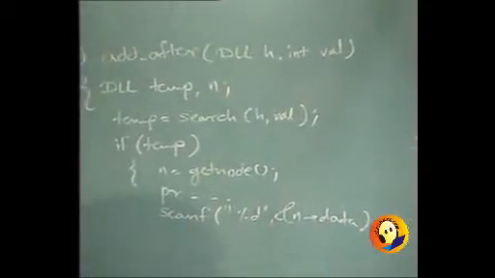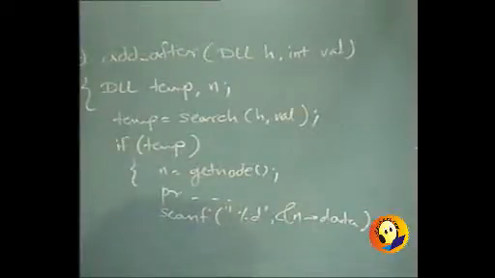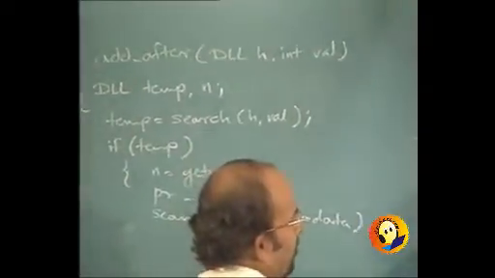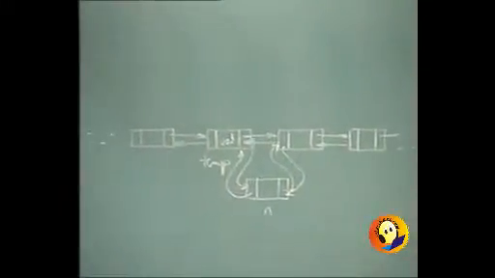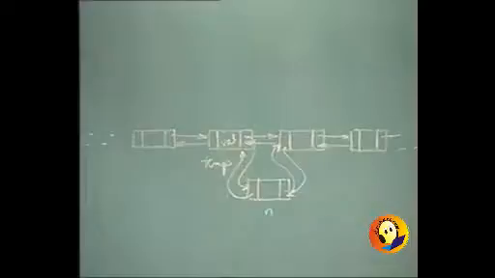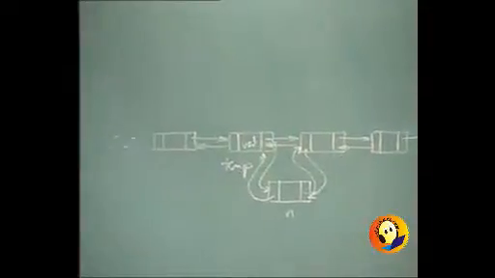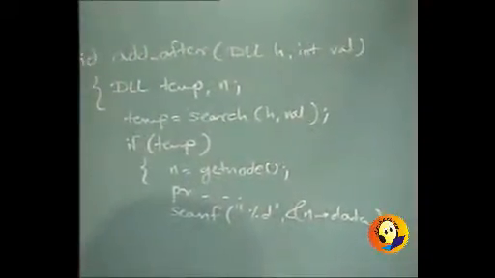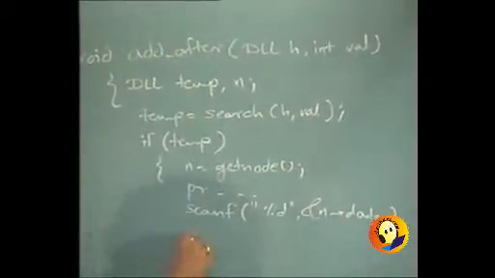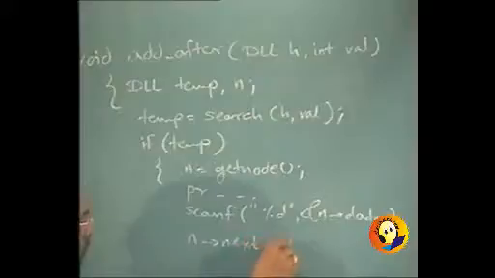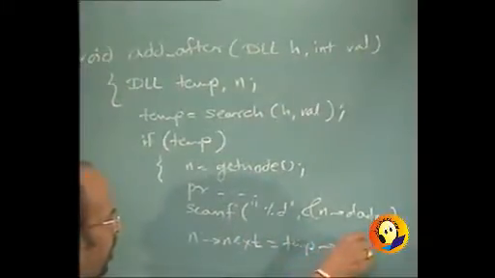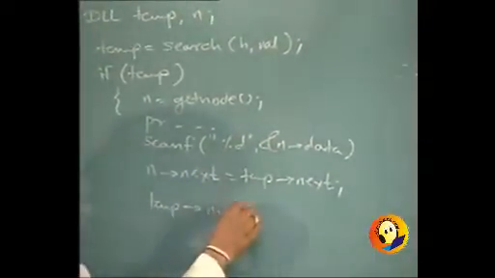Now when we try to connect it, I will have to set n arrow next as temp arrow next. This is node temp. I will have to first of all attach n after temp, so temp's next should point to n. But temp's next actually contains the address of the remaining list, the first node. And if we overwrite that, then we will lose it. So first we will set the link as n arrow next equal to temp arrow next. This is the link first. And we will complete it by saying temp arrow next is equal to n.